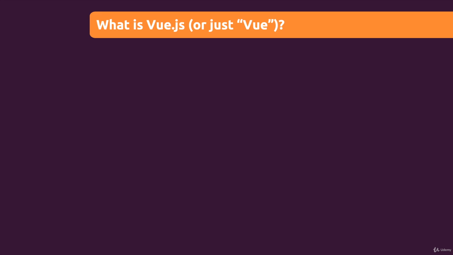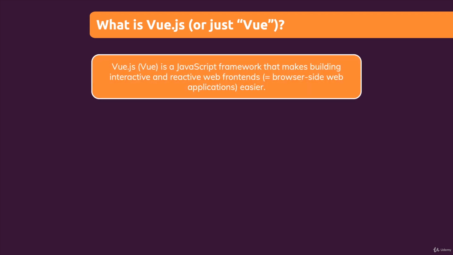So, what is Vue.js, or just Vue as it's also called? Vue.js is a JavaScript framework that makes building interactive and reactive web frontends, which are basically web applications that run in the browser, so in the end what the user sees, easier. This is a nice sentence, and it would be a correct definition, but it might not be too helpful.